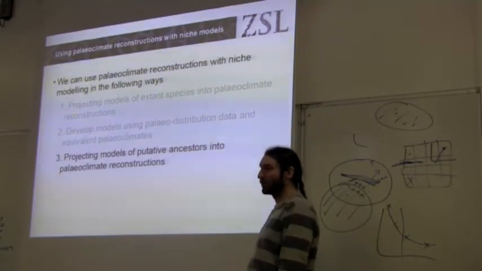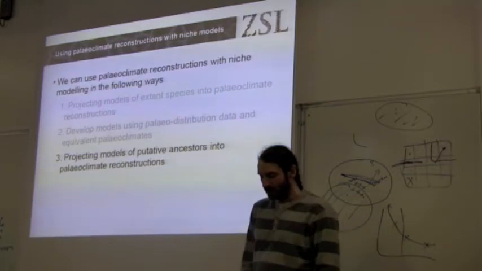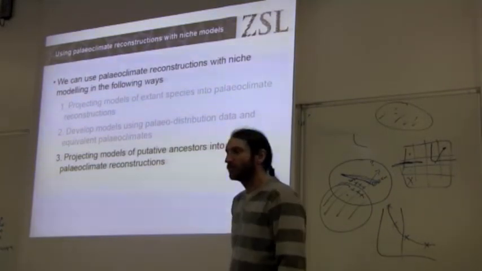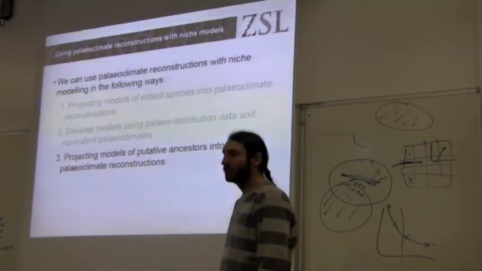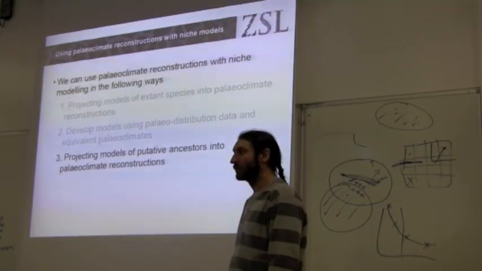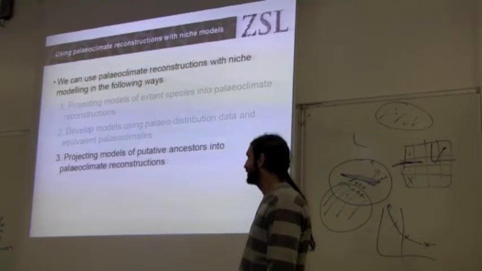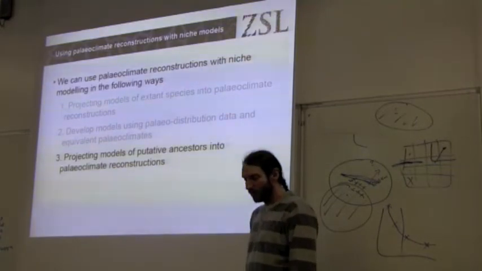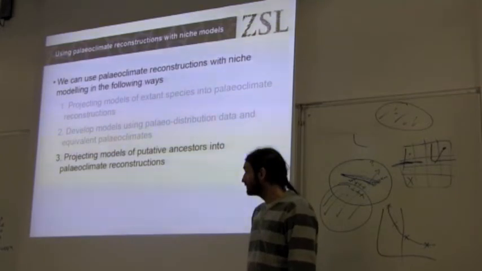And the third and most complicated of these is reconstructing niche for a putative ancestor and then projecting this into paleoclimate reconstructions. So there's quite a lot involved in doing this, lots of phylogenetic techniques.